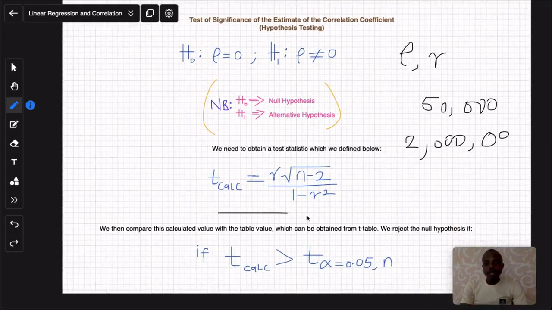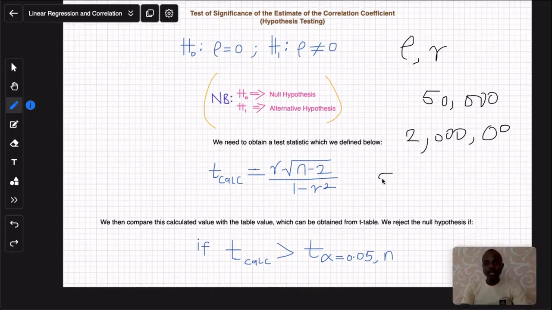Now, after obtaining this, the intention is to compare this value with the table value. There is a table called the T table, and it can be used to obtain standard values from the T distribution. So the T thing here that you are seeing is a distribution, actually a distribution called the Student T distribution.